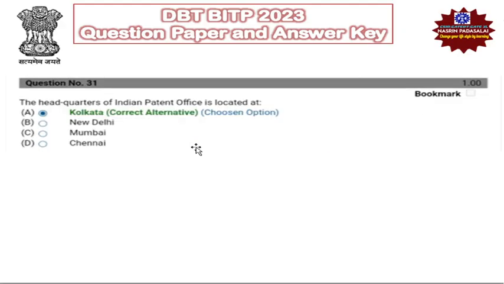The headquarters of Indian Patent Office is located in Kolkata. I don't know how many of them had clicked New Delhi. The correct answer is Kolkata only.